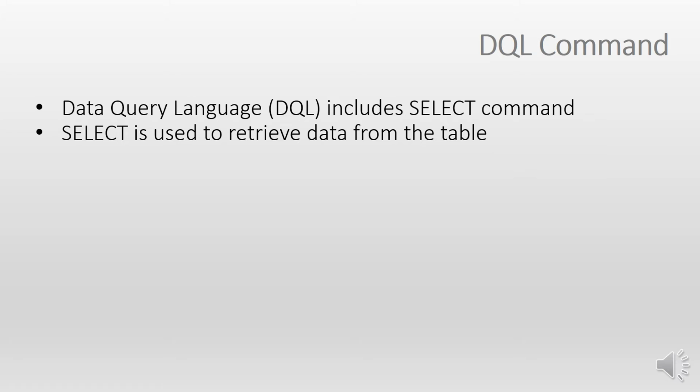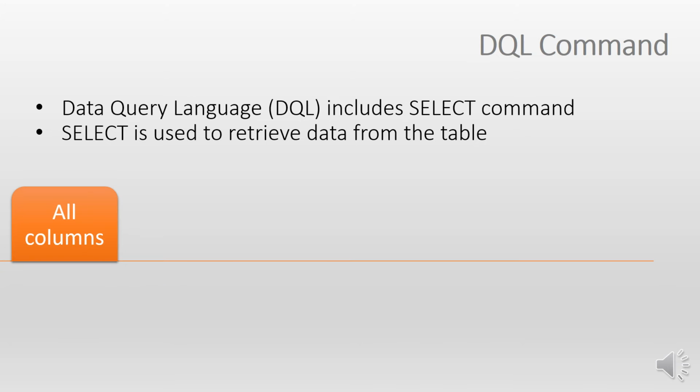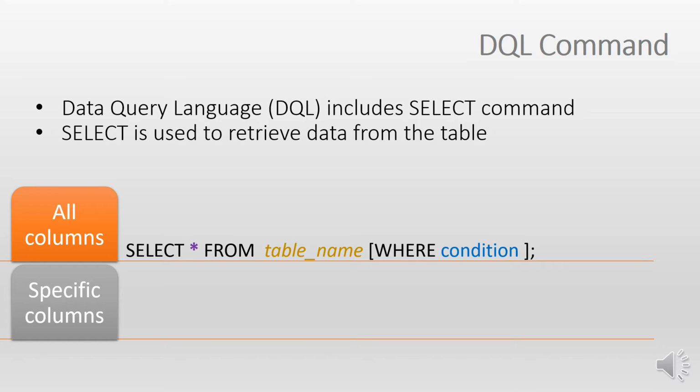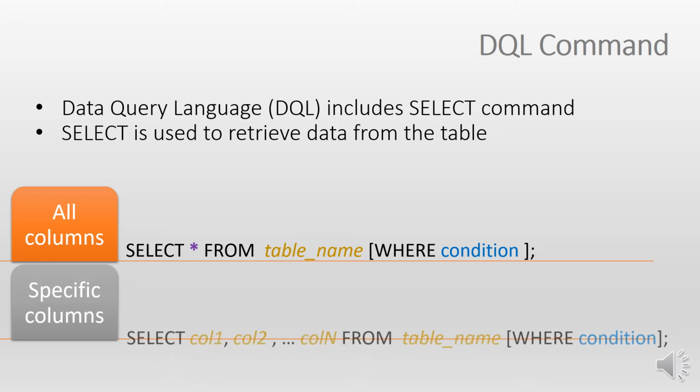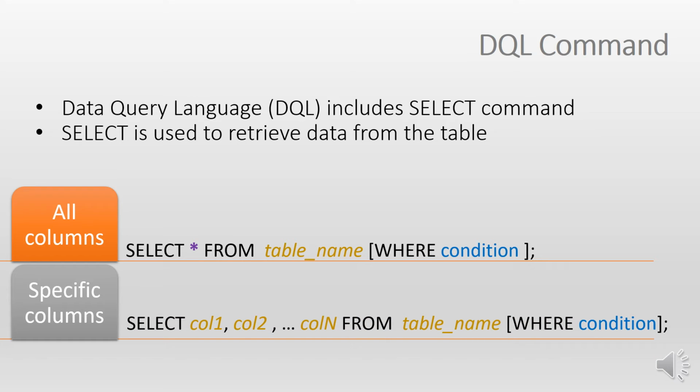DQL command includes only one single statement, the SELECT command. Select is used to retrieve data from the table. To retrieve all the columns from the table, SELECT asterisk FROM table name can be given. To select specific columns, SELECT column 2, column n FROM table name can be given. Here also we can include the WHERE clause with the condition.